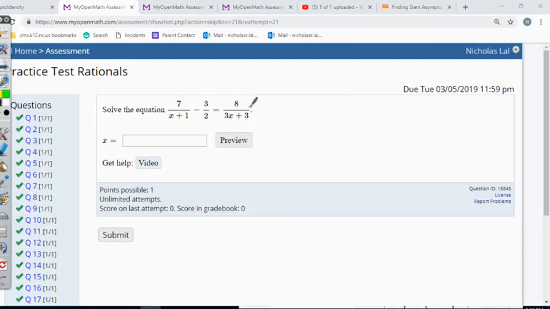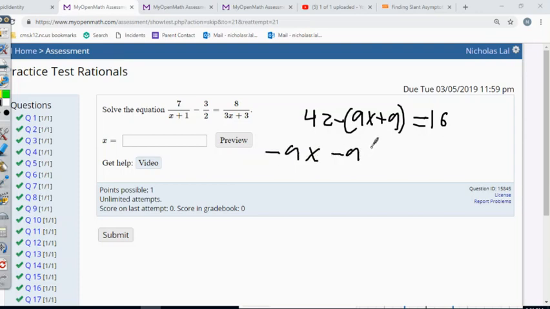Okay, multiply this by 2. 16 is equal to, multiply this term by 3x plus 3. So that's going to be 3 times 3x, that's going to be 9x plus 9. And multiply this by 6 over 6. So that's 7 times 6 is 42. 42 minus 9x plus 9. So that's going to be negative 9x minus 9 plus 42 is equal to 16.